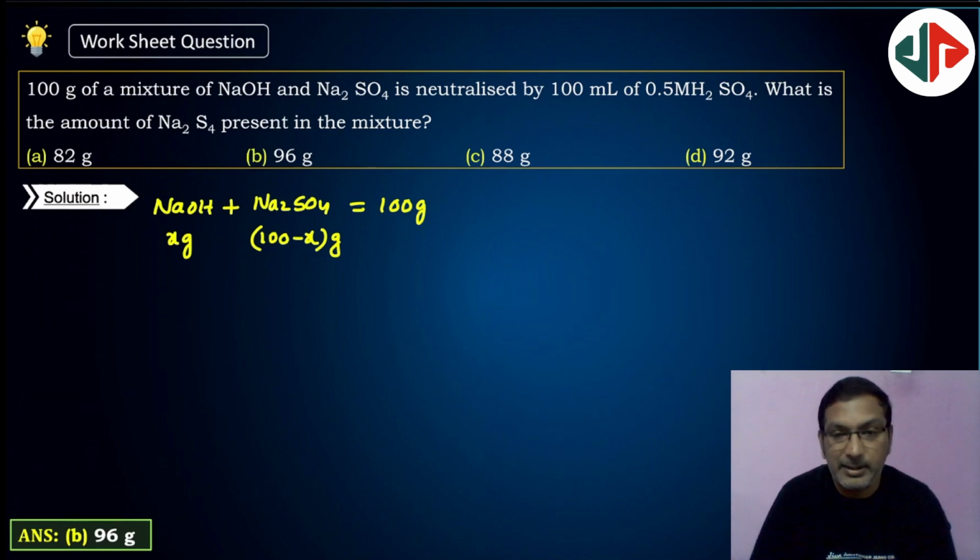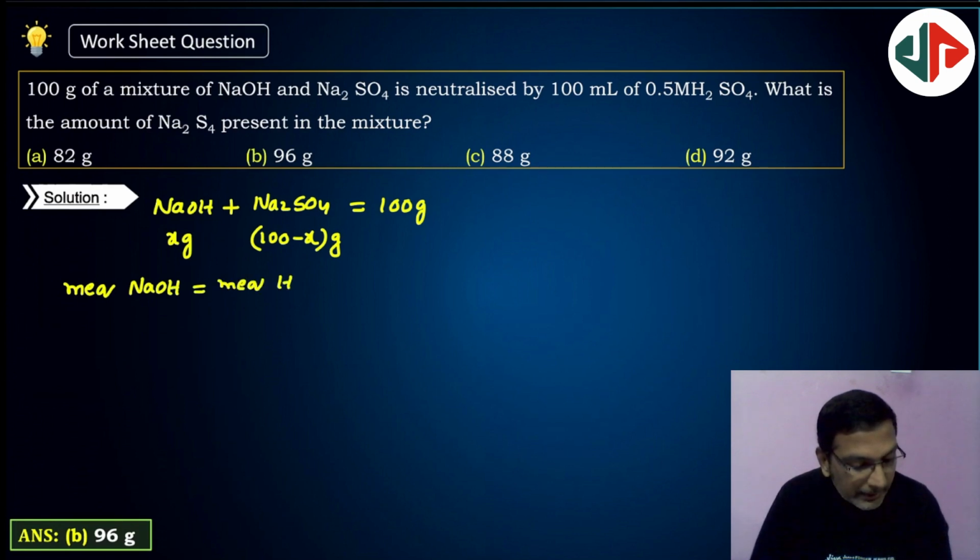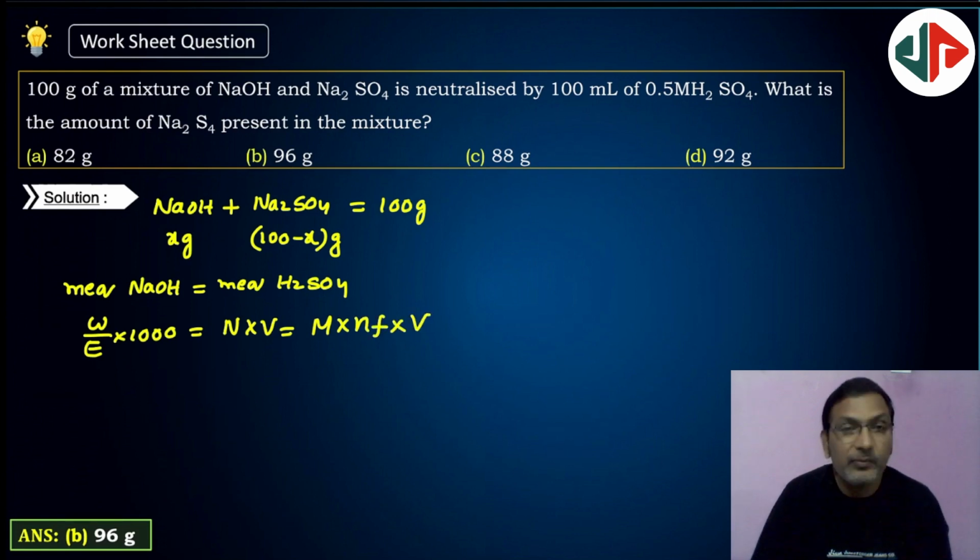Acid base neutralization. Therefore, you can write milliequivalents of NaOH equal to milliequivalents of H2SO4. So milliequivalents of NaOH means we can write W by E into 1000, weight by equivalent weight into 1000. Here milliequivalents means normality into volume. Here normality is not given, therefore molarity into N factor into volume. So weight of NaOH x by equivalent weight 40.